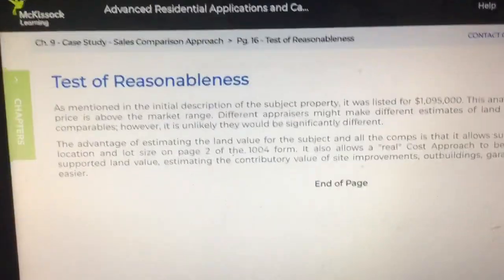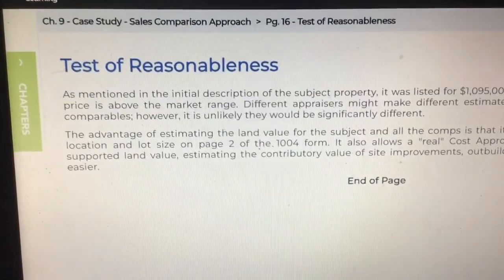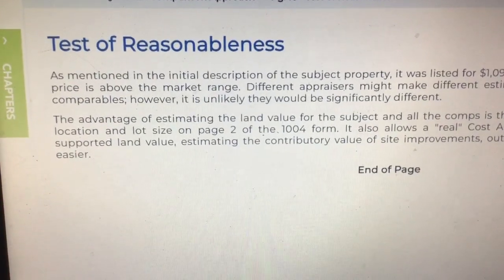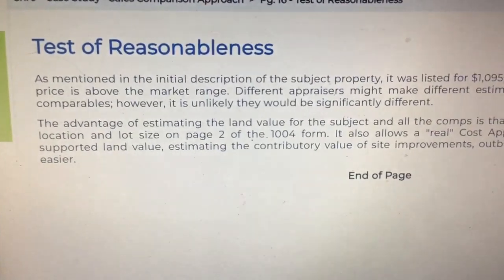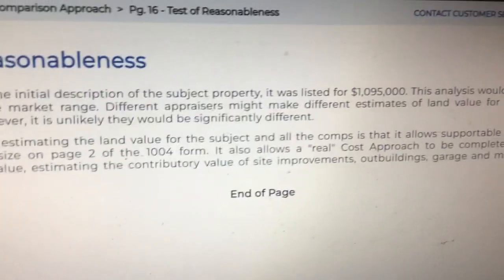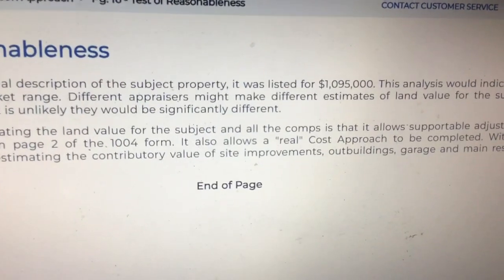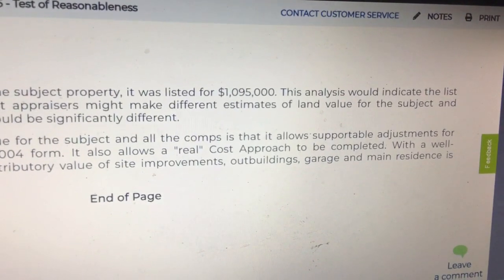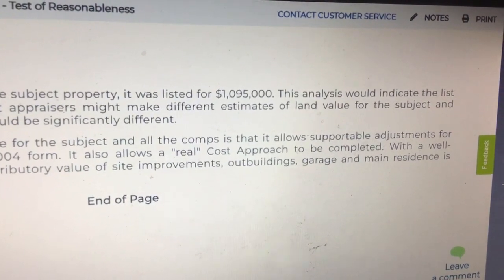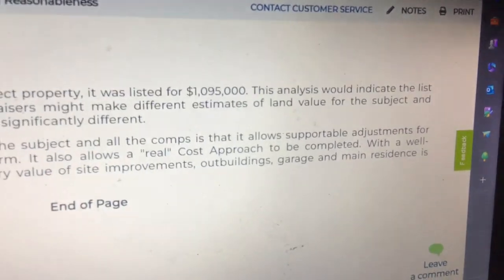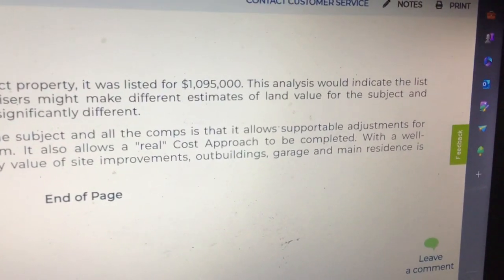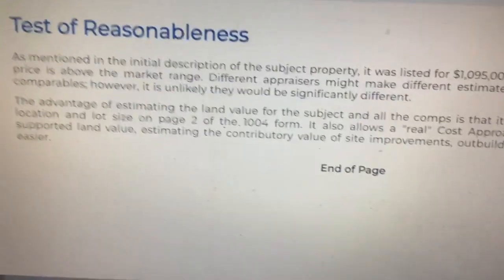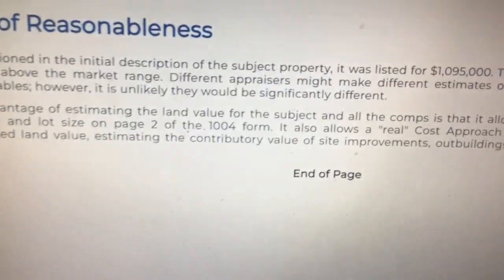Page 16. Test of reasonableness. As mentioned in the initial description of the subject property, it was listed for $1,095,000. This analysis would indicate the list price is above the market range.